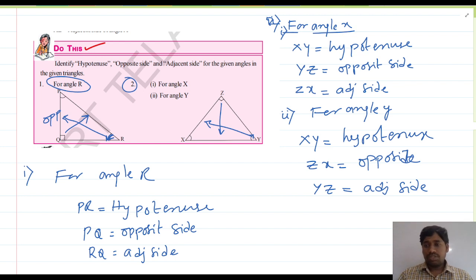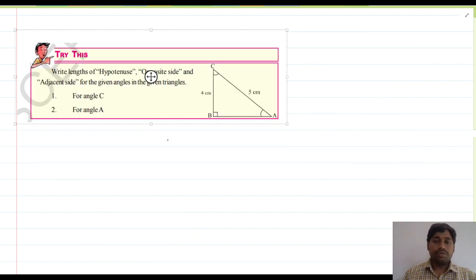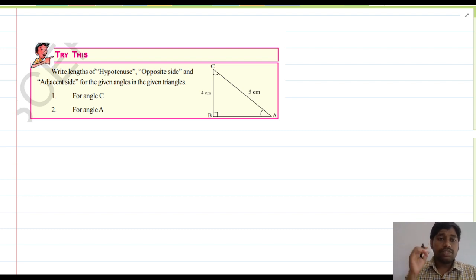Okay, my dear students. Next, if you see the next question, write the length of the hypotenuse, opposite and adjacent sides for the given triangle. So for angle C and angle A we have to write it. But if you observe, only two sides are given, the third side is not given. When the hypotenuse is given and the other side is not given, I told you a method to find it easily, but we will do the process here.